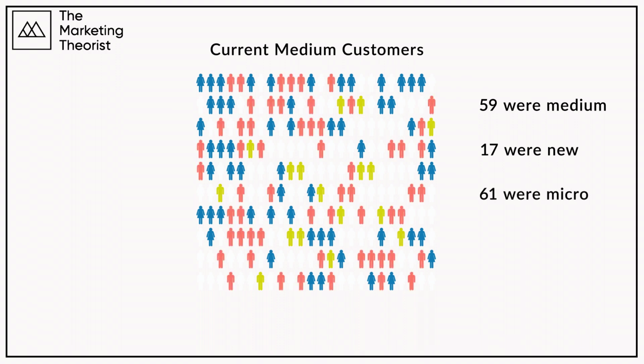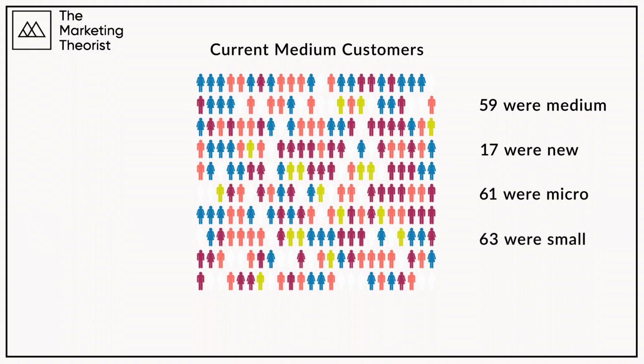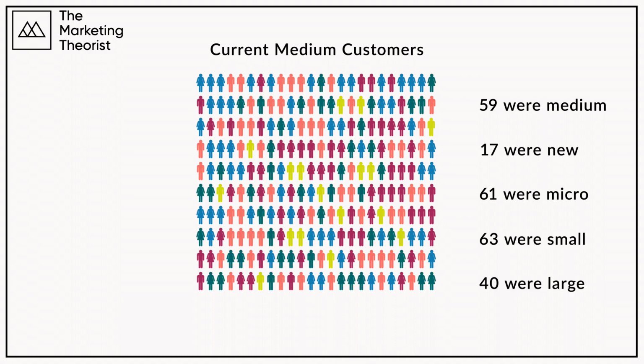61 of the customers were micro in the prior year, collectively responsible for nearly 800,000 of growth. 63 were small customers in the prior year, giving another $500,000 of growth. And 40 were previously large customers with a collective revenue drop of 650,000.